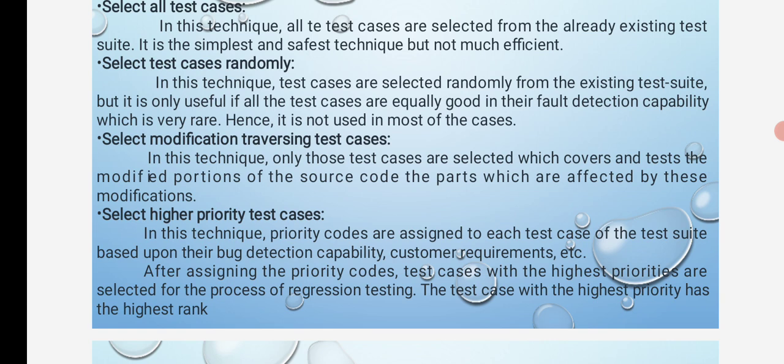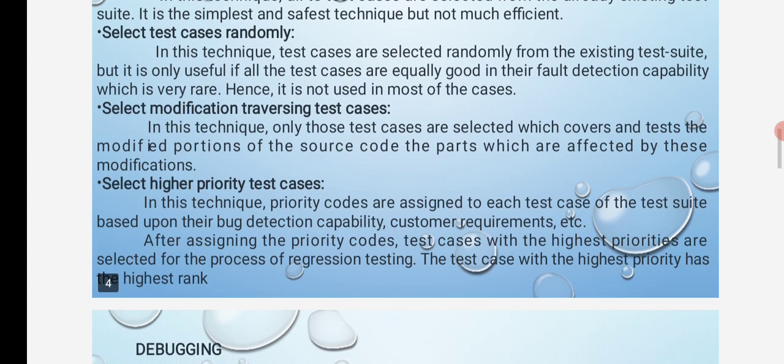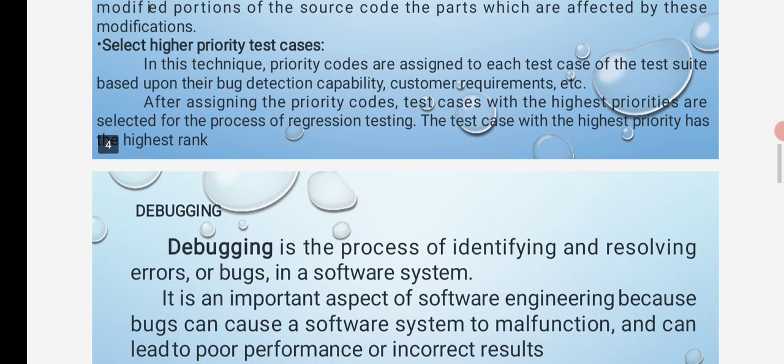Third one, select modification traversing test cases. In this technique, only those test cases are selected which cover and test the modified portion of the source code, the parts which are affected by those modifications. Then select higher priority test cases. In this technique, priority codes are assigned to each test case of the test suite based upon their bug detection capability, customer requirements, etc. After assigning the priority codes, test cases with the highest priority are selected for the process of regression testing. The test case with the highest priority has the highest rank.